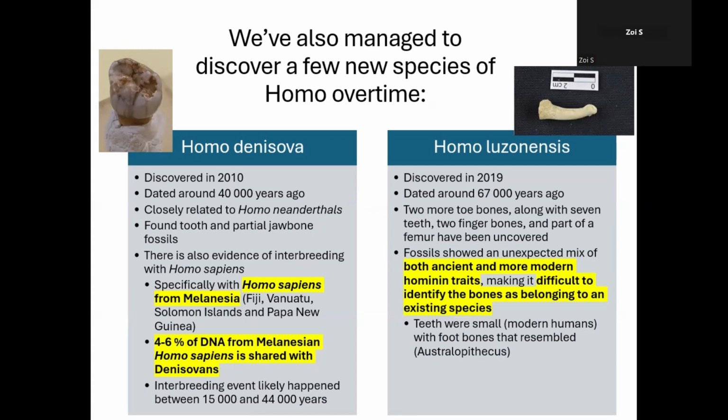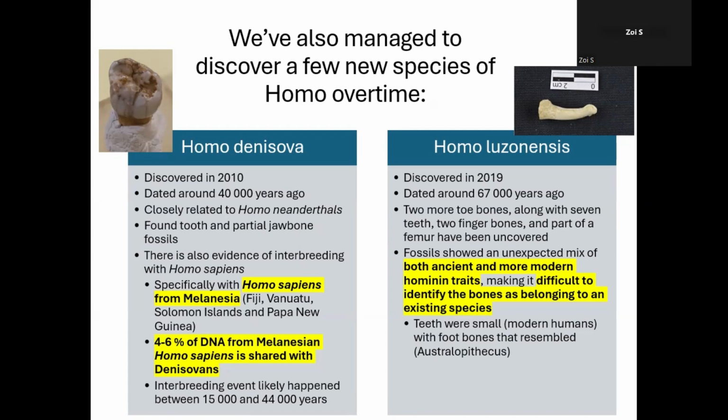And when we dated them, we found them to be about 40,000 years old, and they were more closely related to Homo neanderthals. But one thing that we also found was that these Homo denisovas had an interbreeding event with Homo sapiens as well. Specifically, Homo sapiens in a very specific region called Melanesia, which includes Fiji, Vanuatu, Solomon Islands, and also Papua New Guinea.